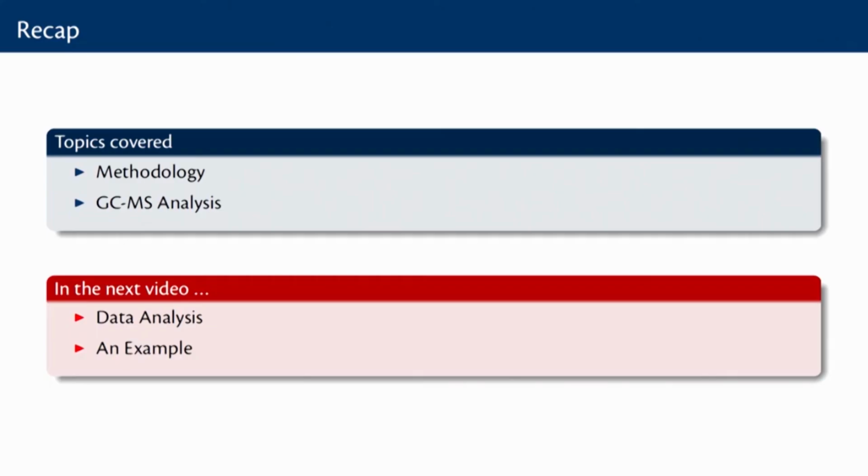In this lecture we looked at the methodology to understand how to carry out C13 metabolic flux analysis, and also had an idea of how the data from the GCMS analytical technique looks and how the labeled amino acids will show up on a GCMS chromatogram. In the next video we will look at how to use this data and perform metabolic flux analysis, and also discuss a small example where 13C metabolic flux analysis has been carried out.